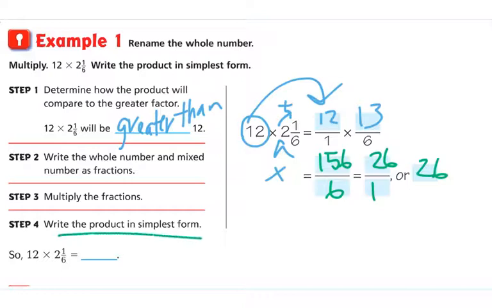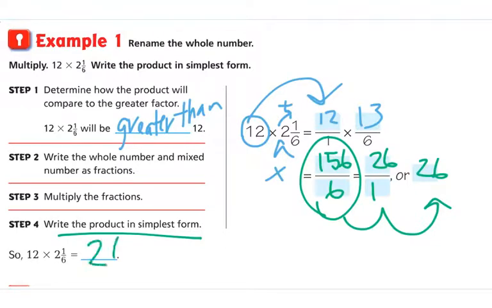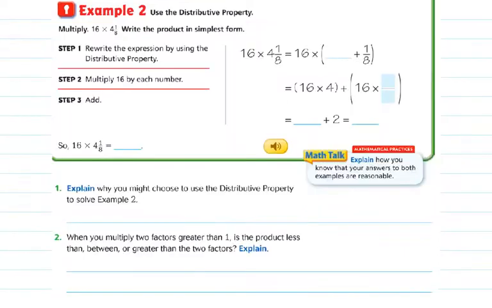Now it says write the product in simplest form. This was our product after we multiplied the numerators together and the denominators, but we had to simplify it two steps over. So 12 times 2 and 1/6 is 26.